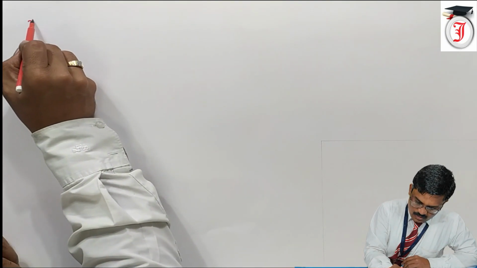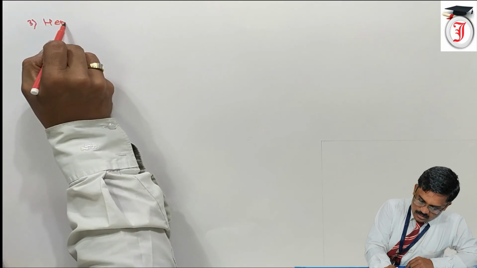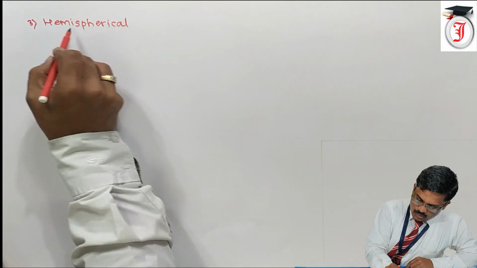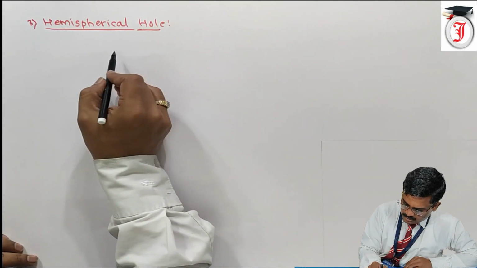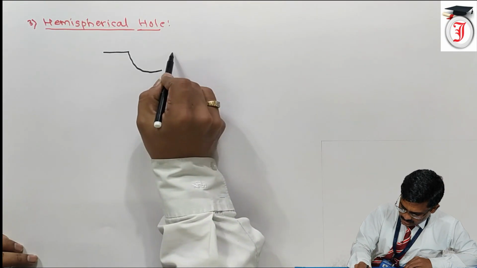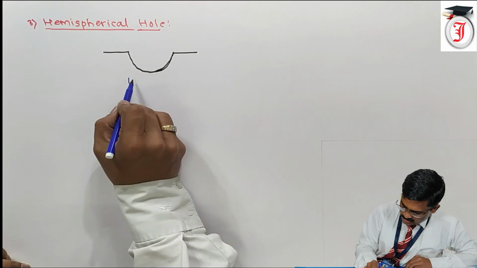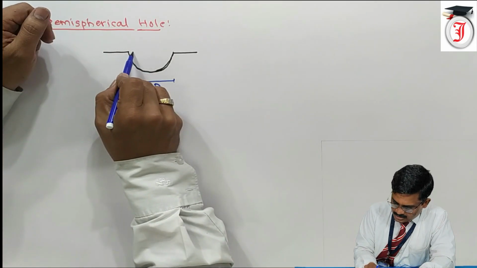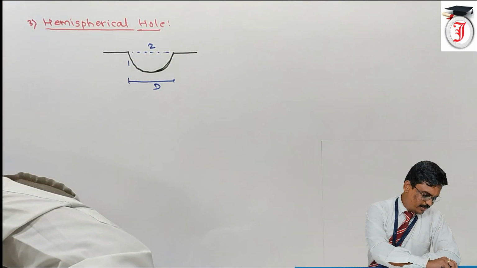Now we will discuss the third case, which is a hemispherical hole of diameter d. So let us consider this is a hemispherical hole, which has diameter equal to d. Let us assume a surface: this is surface 1, and this is imaginary surface 2. In the same manner, we have to determine the shape factor.